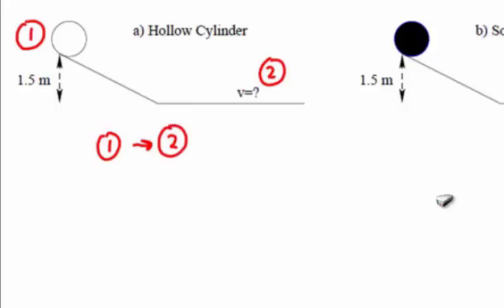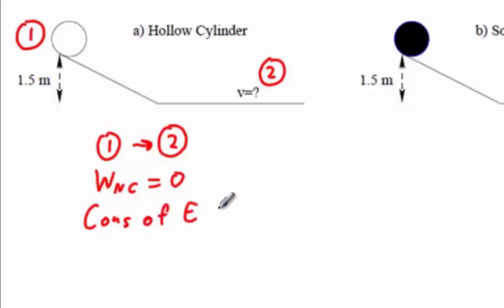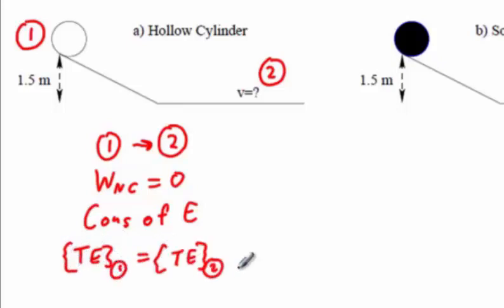The first question we ask ourselves in any energy problem is whether there is any work due to a non-conservative force between moment 1 and moment 2. In this problem, the work due to non-conservative forces between the two moments is equal to 0, and therefore we will apply the principle of conservation of energy. We apply this principle by setting the total energy at moment 1 equal to the total energy at moment 2.